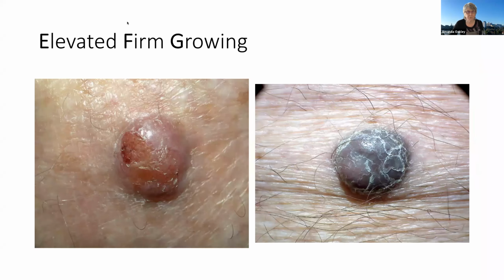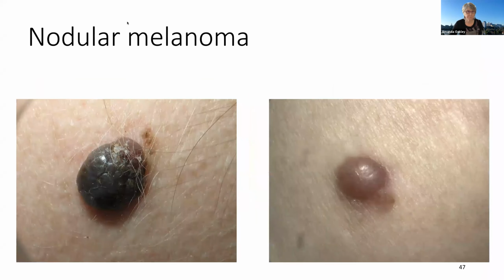Here's some examples. The one on the left is an ulcerated red melanoma, and the one on the right is a scaly bluish one. The one on the left is variable from black, blue to red and brown, and the one on the right looks more like a basal cell carcinoma, except it's not quite as shiny as we'd expect.